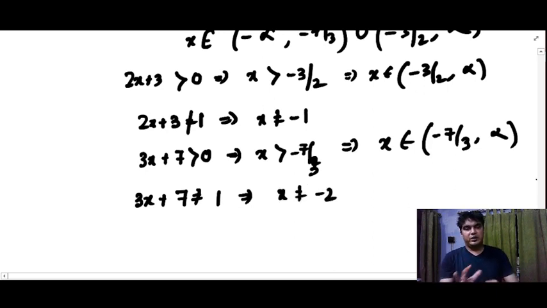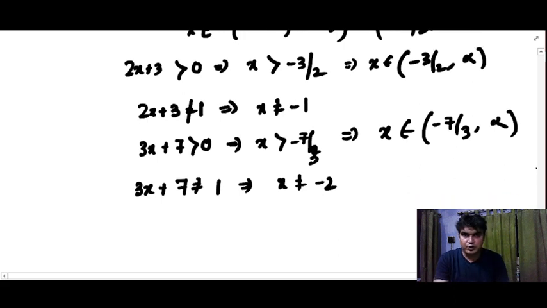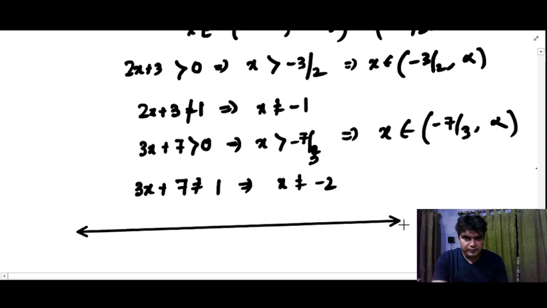Now we are going to find the common region of these inequalities. To find the common region, we are going to draw the number line. Okay, so this is our number line.